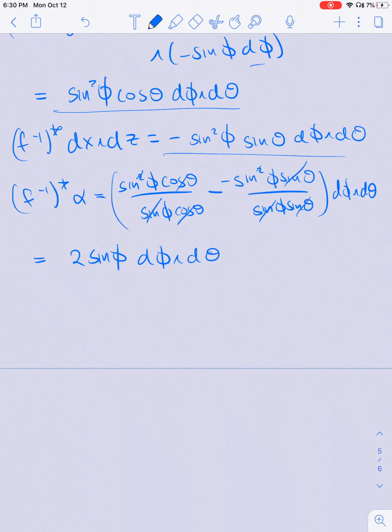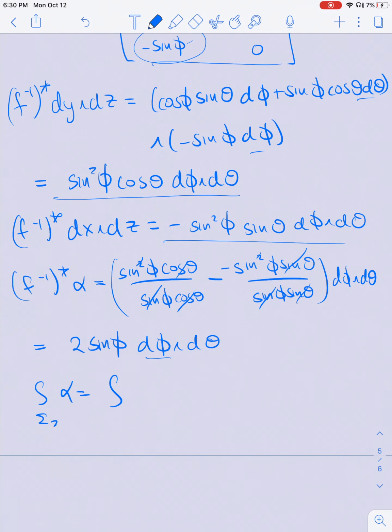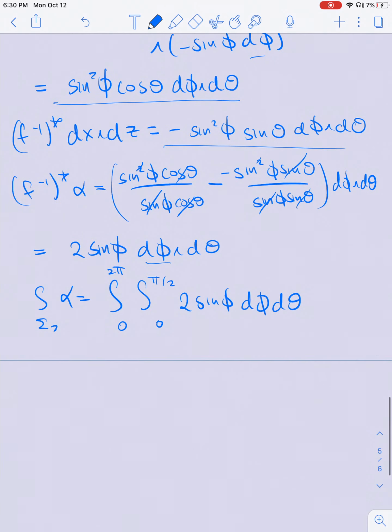And so now my integral becomes the integral over sigma 2 of alpha is the integral. So I'm doing phi first. So theta goes from 0 to 2 pi. Phi goes from 0 to pi over 2 of 2 sine phi d theta. And this is something I can just compute fairly easily. So there's no thetas involved. So this is just going to be 2 pi times the integral from 0 to pi over 2 of sine phi d phi. Oh, and I can also pull the 2 out. So it's 4 pi times that.